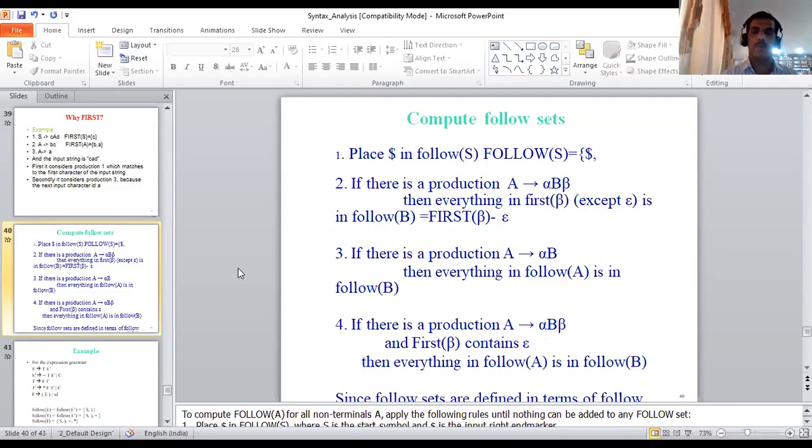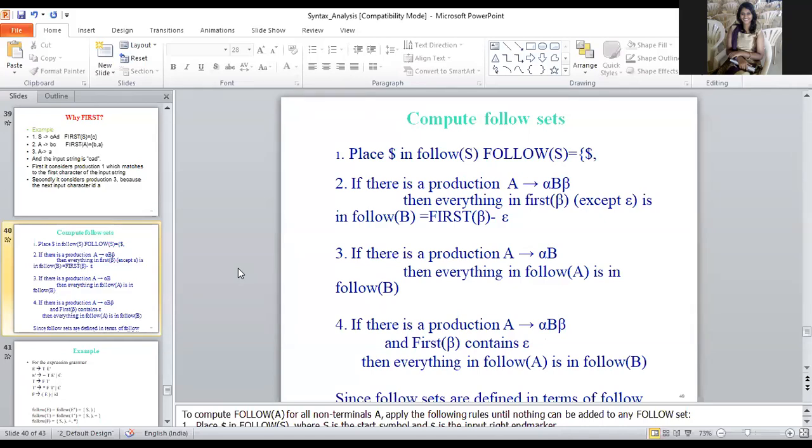Second step. Whenever you have a production like A tends to alpha B beta, you will first find the follow of B. To find the follow of B, you will take first of beta that is there on the right-hand side, minus epsilon. Epsilon should not be there in follow of B. Okay. Third one.